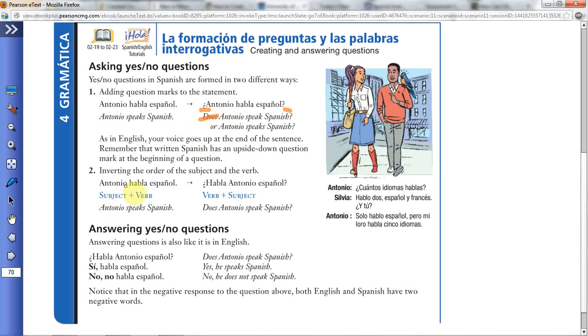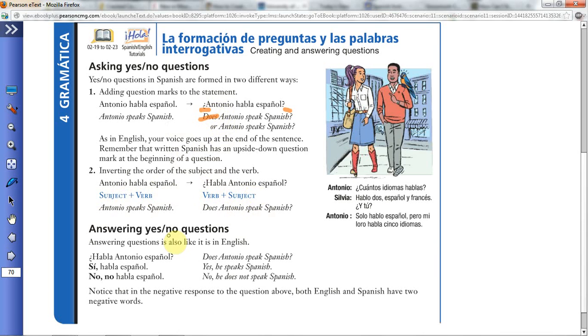Antonio habla español. Another way we can make that a question is by inverting the order of the subject and the verb. Okay? ¿Habla Antonio español? Two ways to make the question.